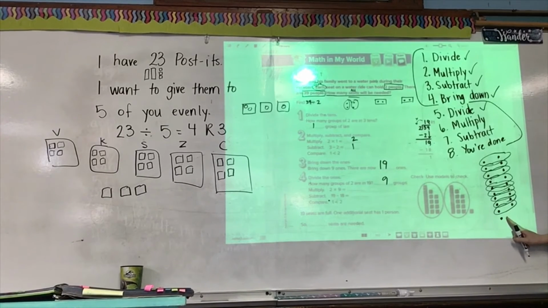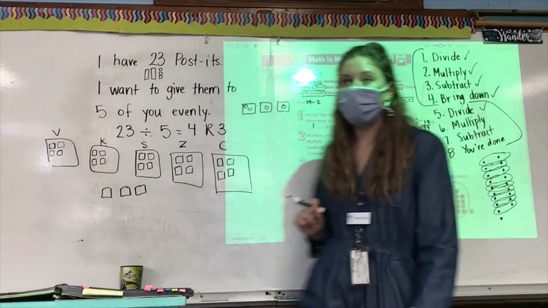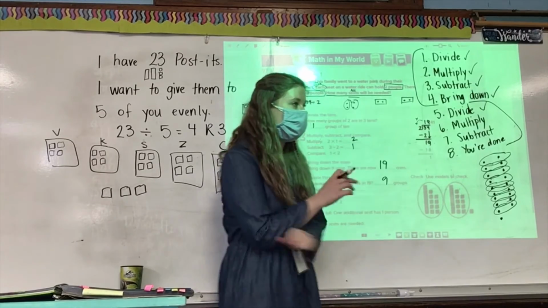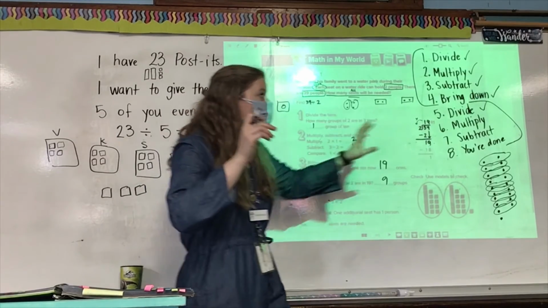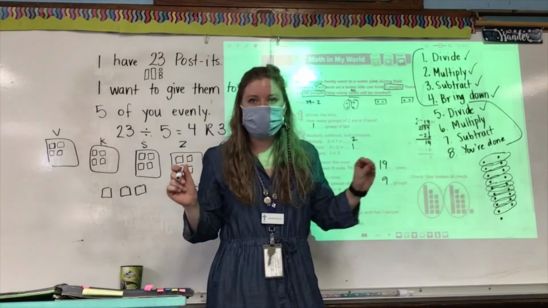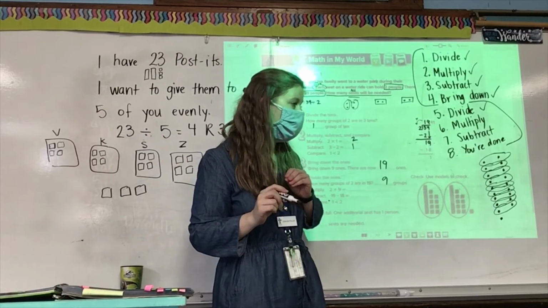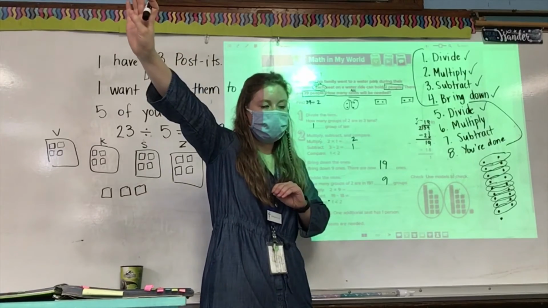Can we make another group of 2? No, because we only have 1 left. But we have 1, 2, 3, 4, 5, 6, 7, 8, 9. So that means 2 can go into 19 9 times without going over. So we just divided. What do we have to do next, class? What's the next step? Multiply. So, everybody listen.